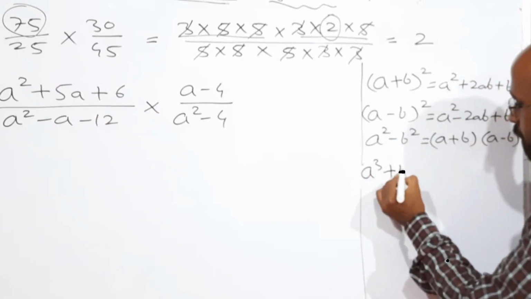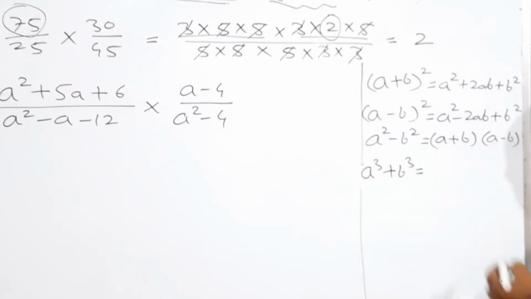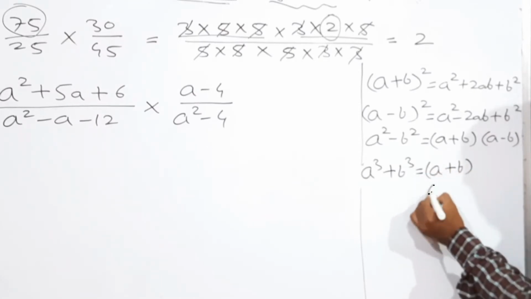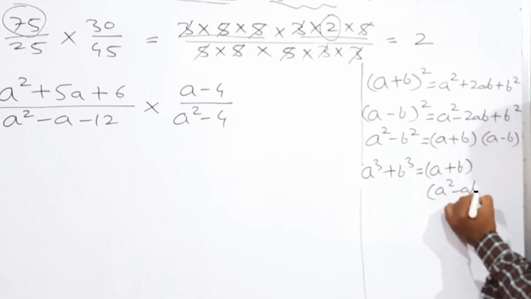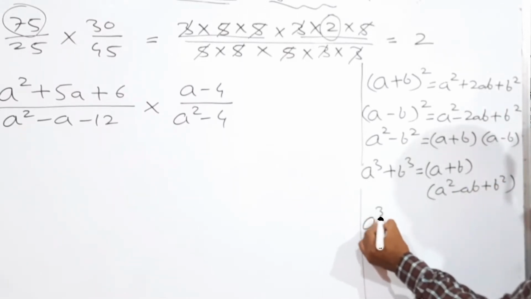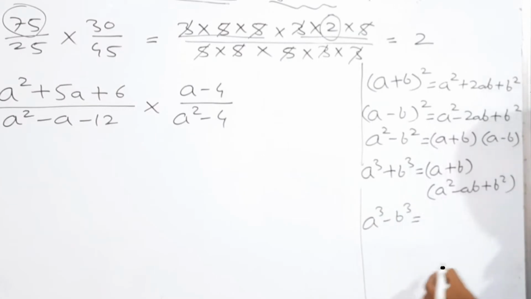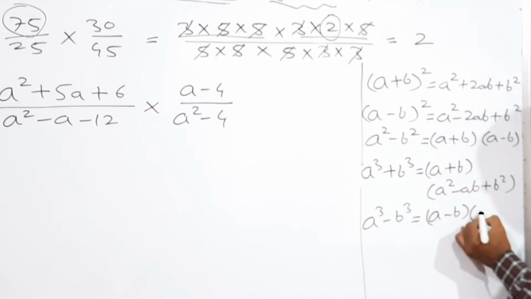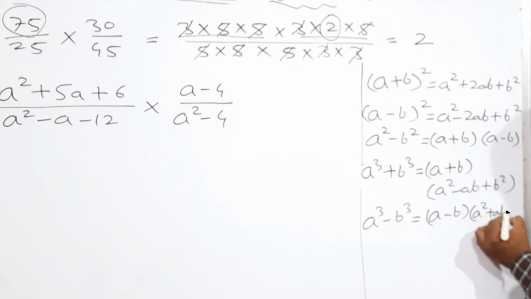a cube plus b cube, which is equal to (a plus b) multiplied by (a square minus ab plus b square). Second one is a cube minus b cube, which is equal to (a minus b) multiplied by (a square plus ab plus b square). Right?